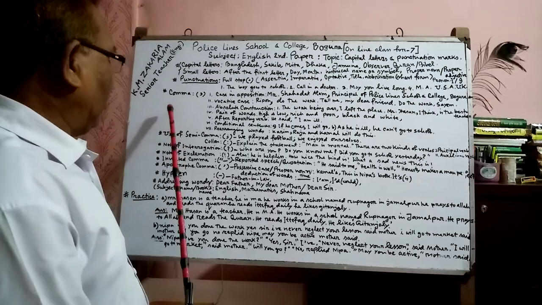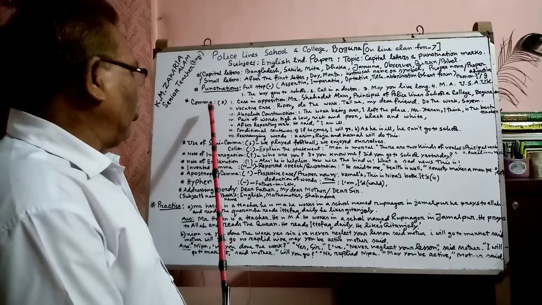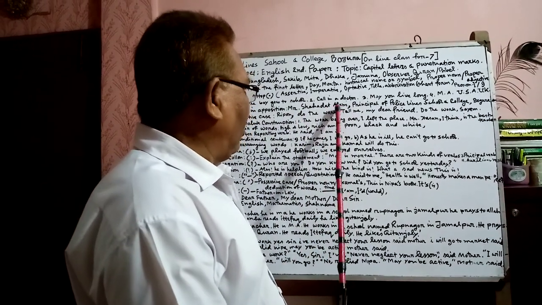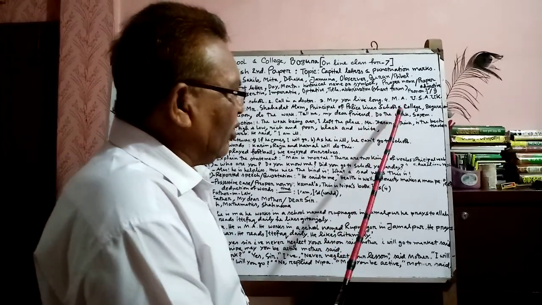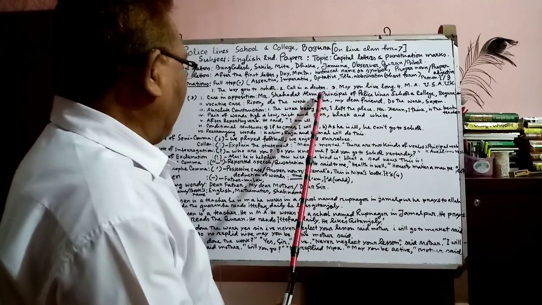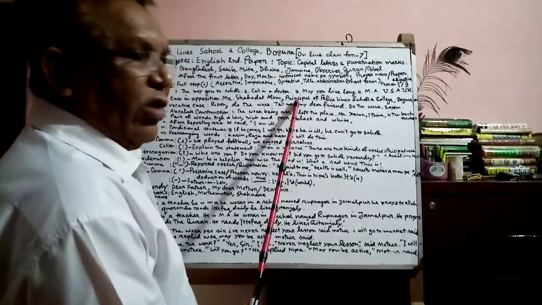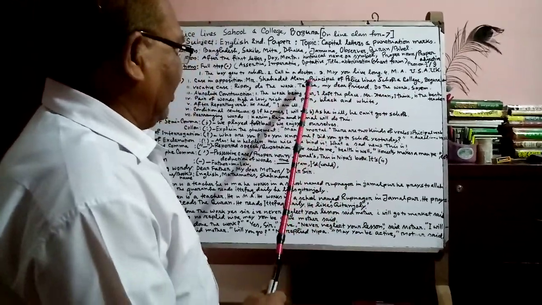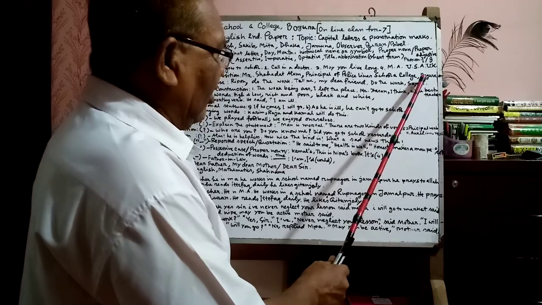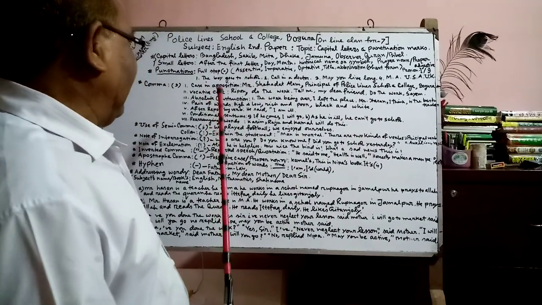Dear students, please follow and look at the board. This is a comma. It is another punctuation mark. Case in apposition. That means Mr. Shahadat Alom, our honorable principal of Polytechnic School and College, Bogura. Here, a comma is used after the name in case in apposition, Mr. Shahadat Alom, the honorable principal of Polytechnic School and College. So here a comma is used, principal of Polytechnic School and College, comma. Both commas have been used for case in apposition.